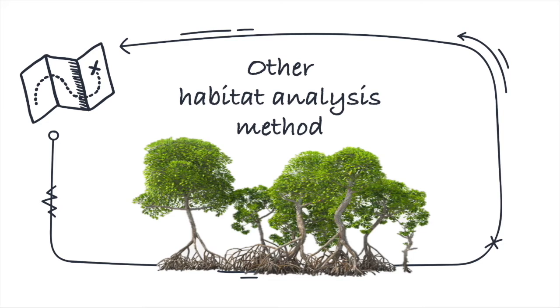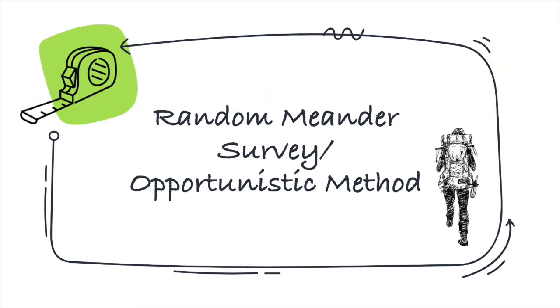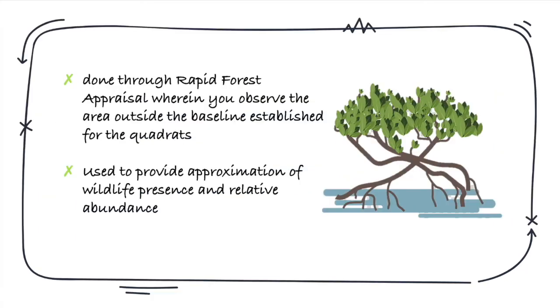Aside from the belt transect method, another means of habitat analysis in mangrove forests, especially for additional collection of plant species, is the random meander survey, or the opportunistic method. This method is basically a rapid forest appraisal, wherein you observe the area outside of the baseline established for the quadrats. It gives an approximation of the species present and their relative abundance.